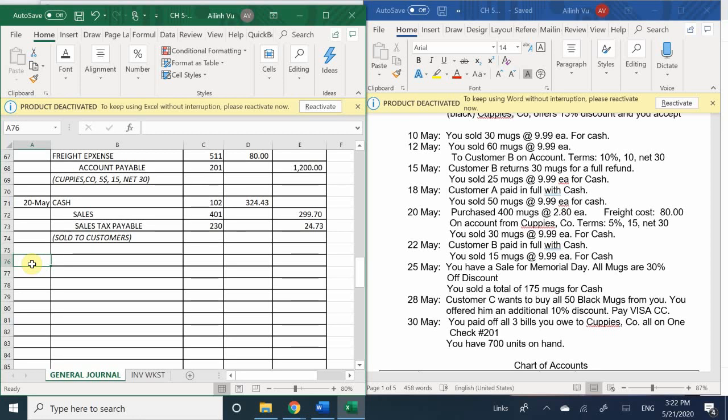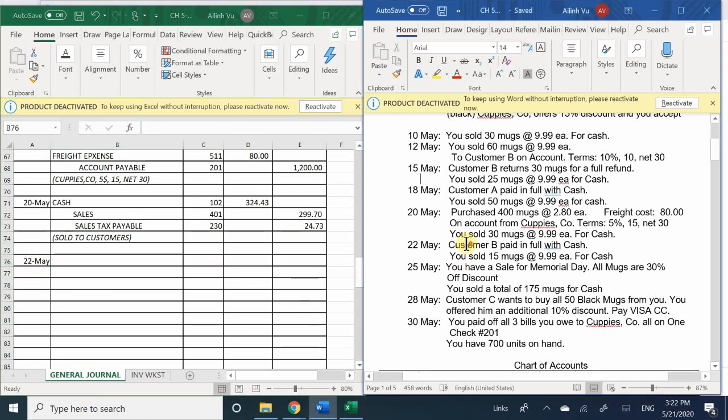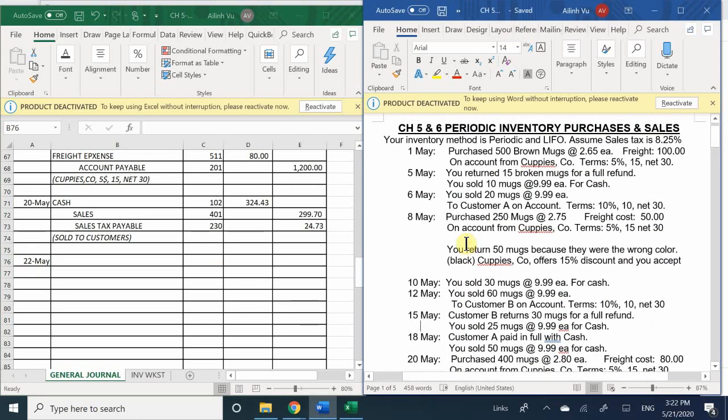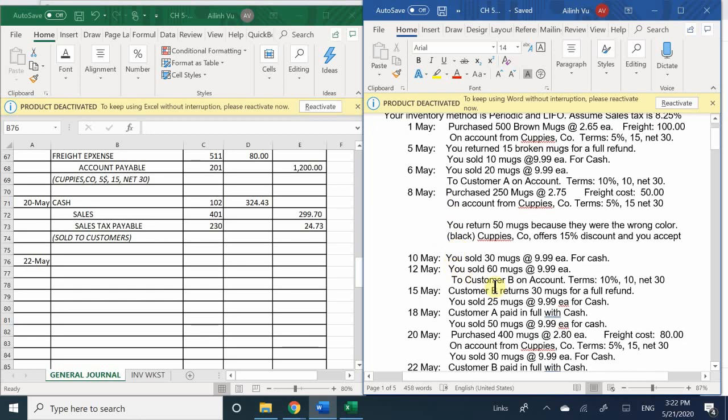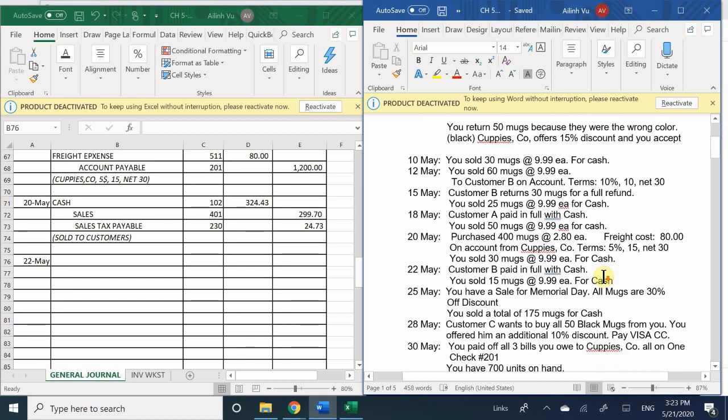To May. Okay. So the 22nd of May, what happened? Customer paid full, paid in cash. Is there a specific, did it say with cash? Okay, so back on May 12th, customer B has an accounts receivable. Let's see, terms 10 days from, so that's the 27th. It's right on the day.